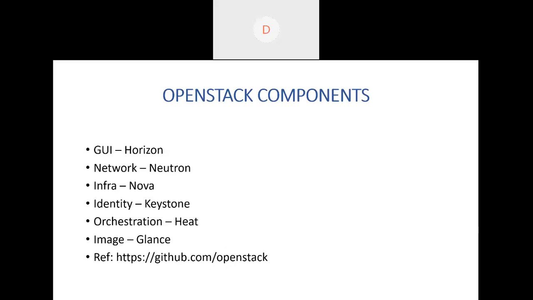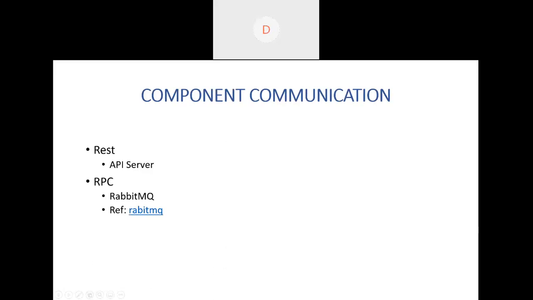Each component will have multiple applications running in it, and there is something called an API server. Neutron has its own API server, Nova has its own API server, Keystone has its own API server, Heat has its own API server, and so does Glance. There are two types of communication that happen: one is through REST and one is through RPC.